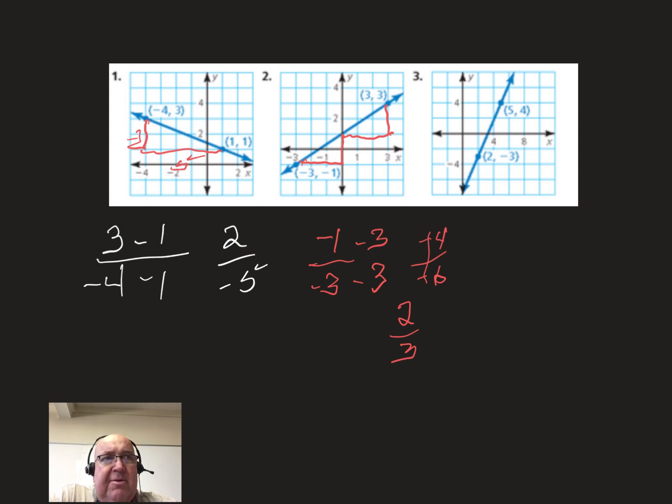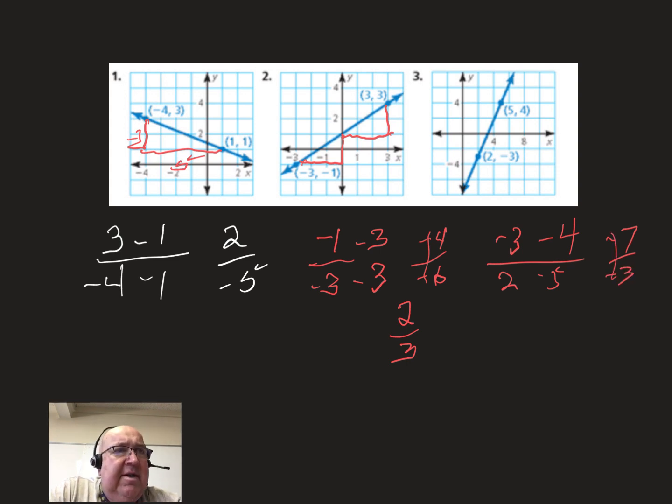Final example number 3. Our y value first is negative 3, and then we're going to subtract 4 from it. Our x value is 2. We're going to subtract 5. We're going to get negative 7 over negative 3. So if I draw that, I can't really draw it that well on the graph because it's going by twos, so it really doesn't help to do that.